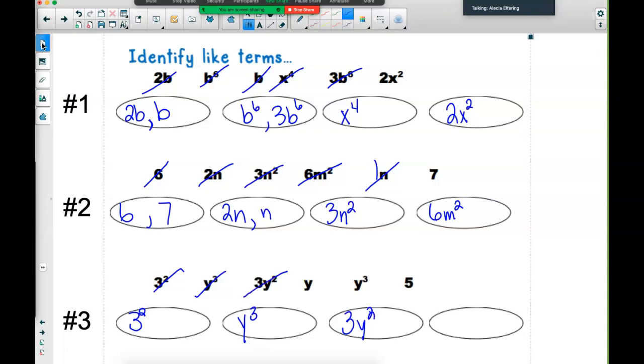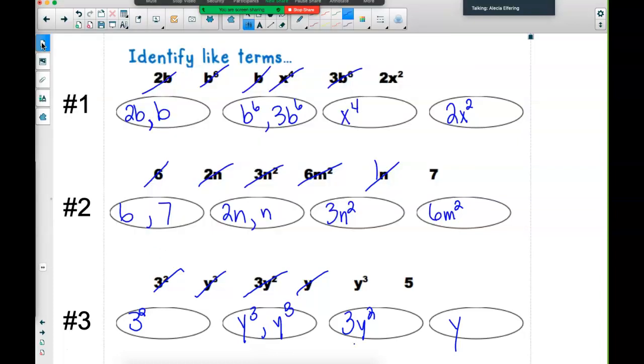The y, can that go in any of these first 3? No. Because this has an exponent of a 3 and this one has an exponent of a 2. So the y goes here. Well, now we have another y cubed, y to the third power. That can go with the other y to the third power.